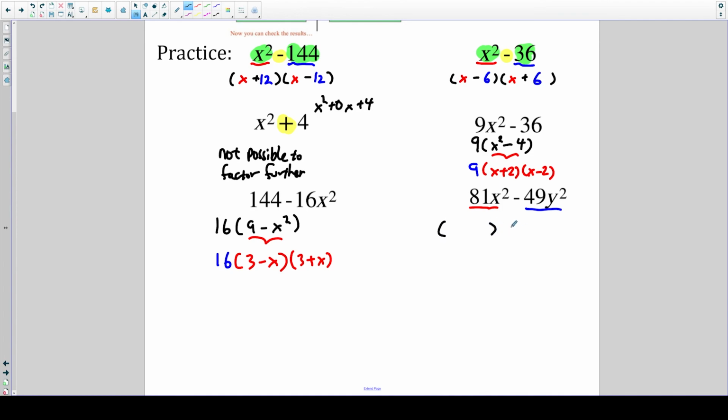So let's set up our two factors. Let's make one positive, one negative, and we're going to take the square root of 81x squared, which is 9x. So I'm going to put 9x at the front. And then the square root of 49y squared is 7y. So we have factored this as 9x plus 7y times 9x minus 7y.